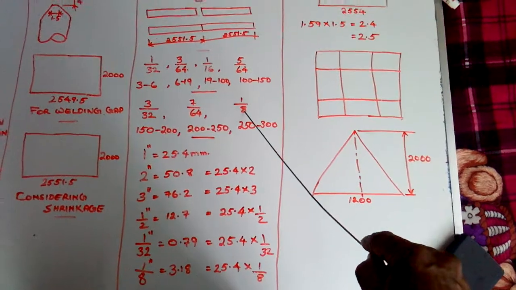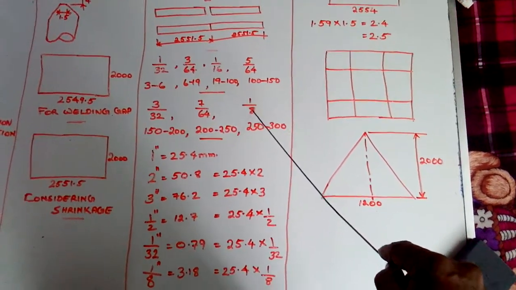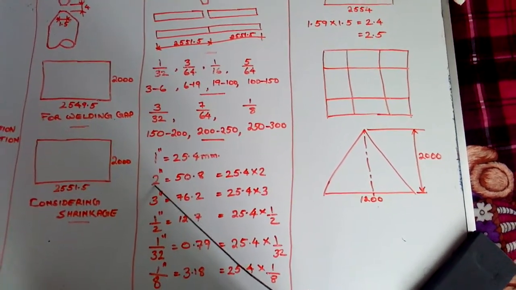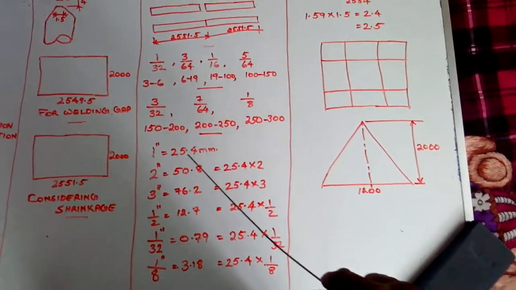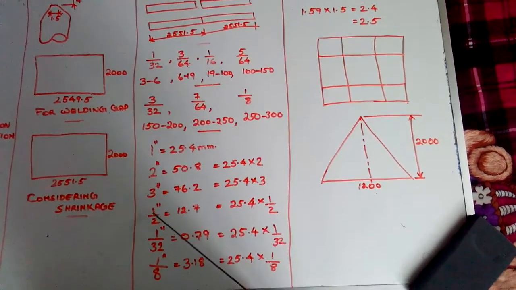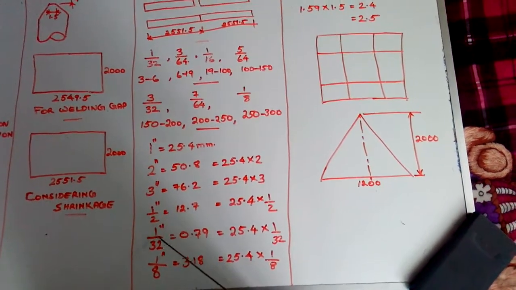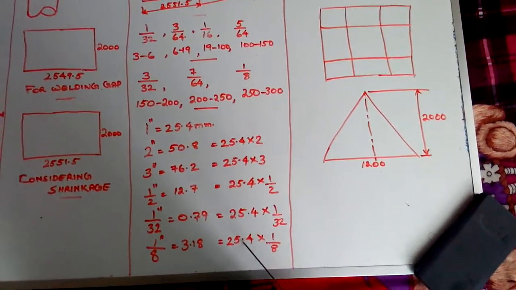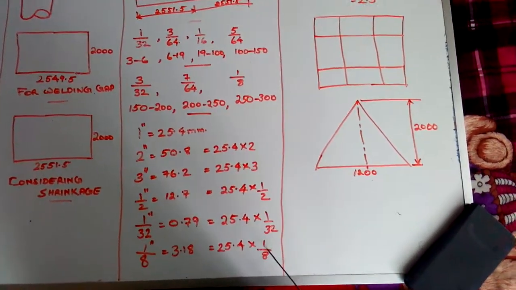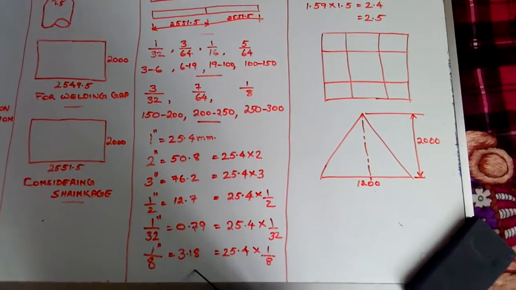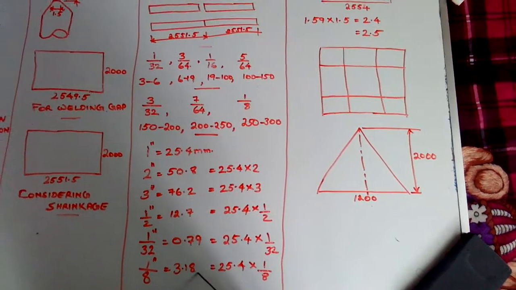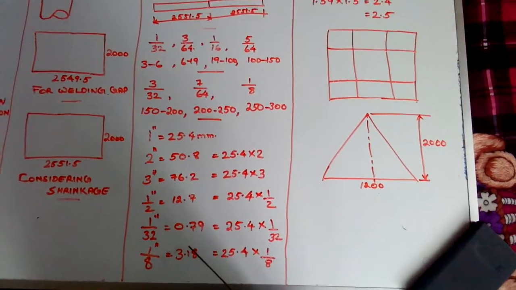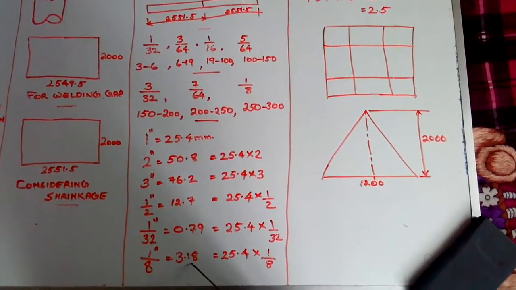What is the diameter of the 1/8 inch nozzle? For getting 1 inch we used 25.4. For getting 2 inch we multiplied 25.4 with 2. For getting 3 inch we multiplied it with 3. For getting half we multiplied it with half. For getting 1/32 we multiplied it with 1/32. For getting 1/8 we have to multiply 25.4 with 1/8. Then we get 3.18. It means if we cut one plate with a thickness between 250 and 300, we will get a minimum gas cutting width of 3.18.